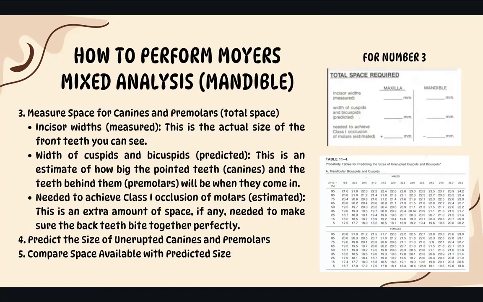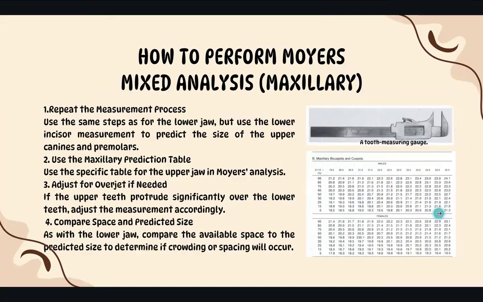And then dentists use the Moyer probability table to predict the combined width of the unerupted canines and premolars based on the total width of the lower incisors. And finally, the available space in the arch is compared with the predicted size of these teeth. If the available space is less, crowding is likely, but if it is equal to or more, there should be enough room for all the permanent teeth to fit properly.